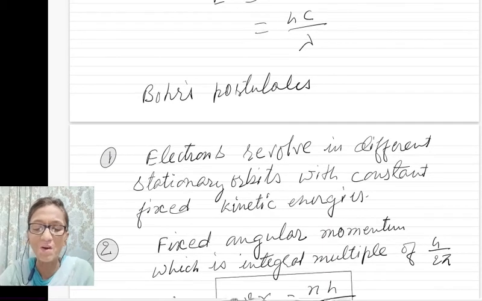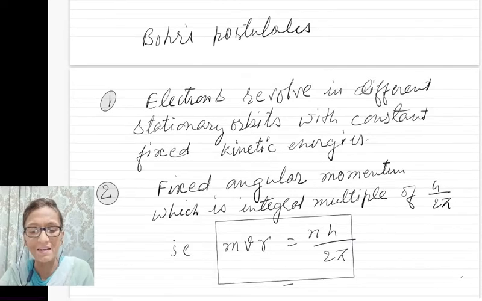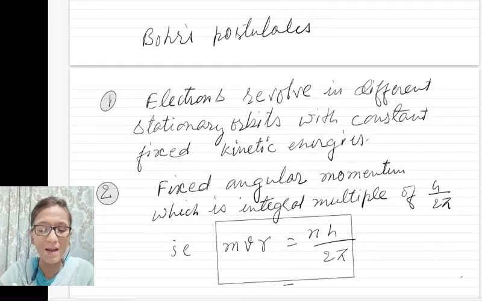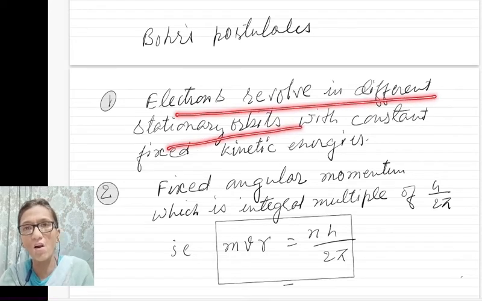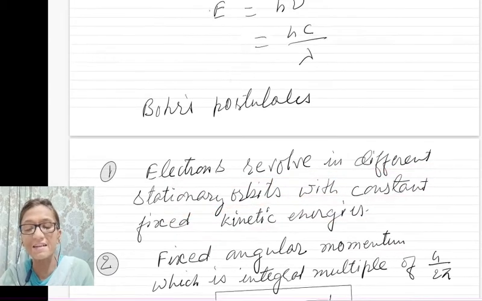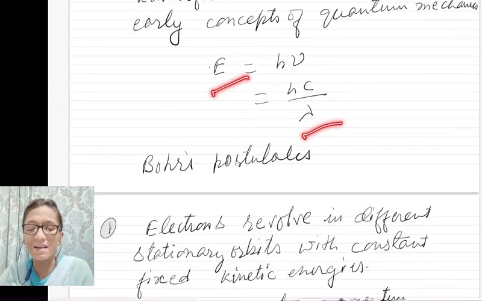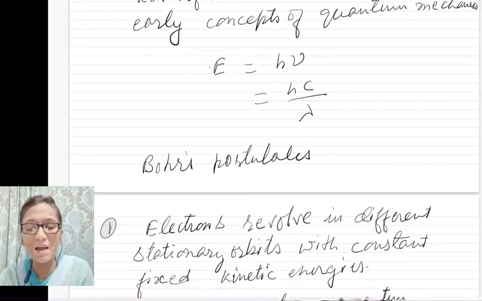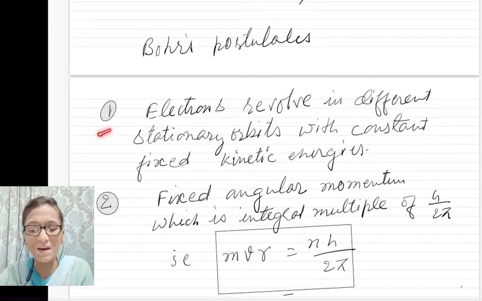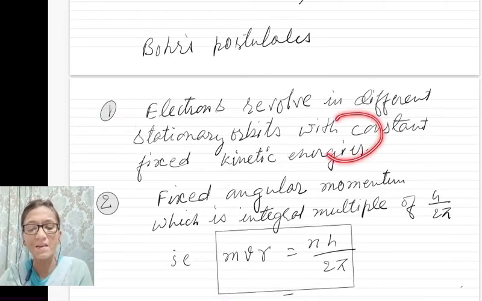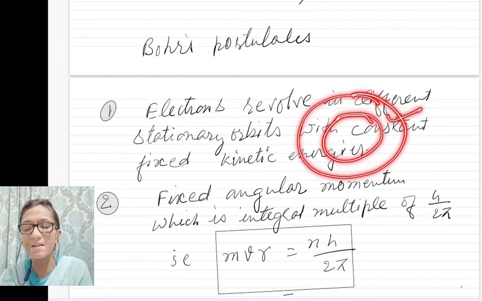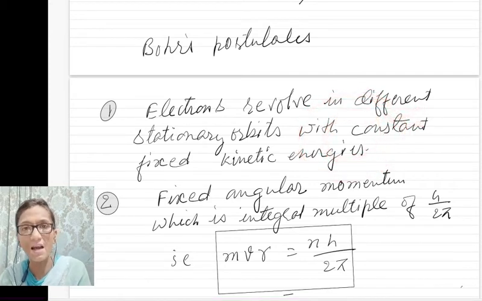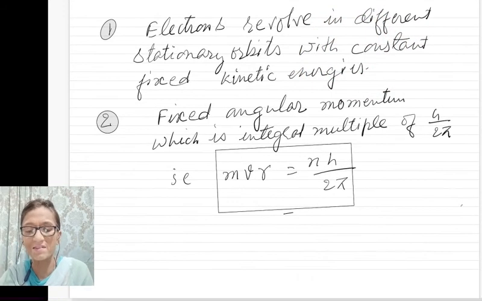And then Niels Bohr postulated three postulates. The first one is the electron revolves in different stationary orbits with fixed, constant energies. You can get it from here. If discrete wavelengths, then it should have discrete energies also, and this was Bohr's first postulate. Different stationary orbits have their discrete energy levels.